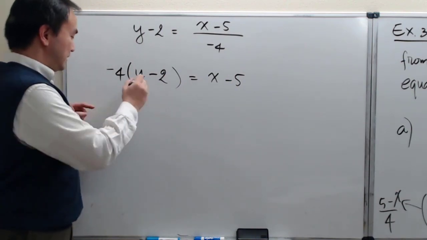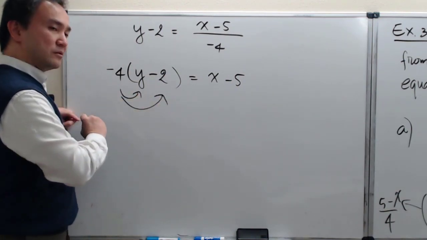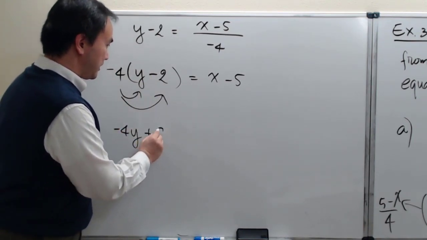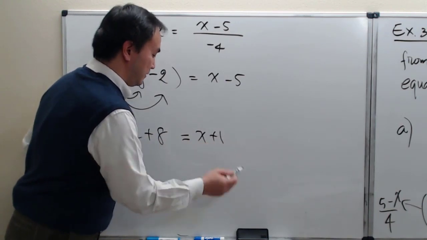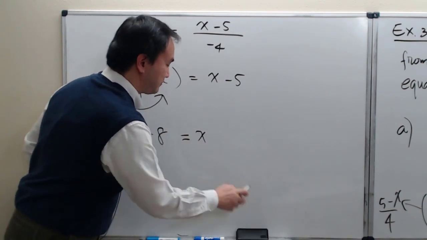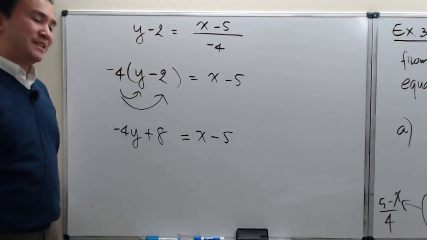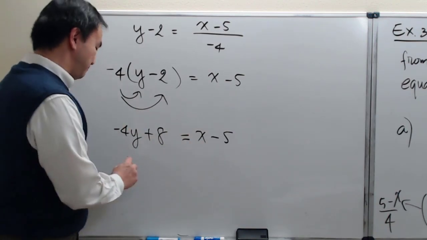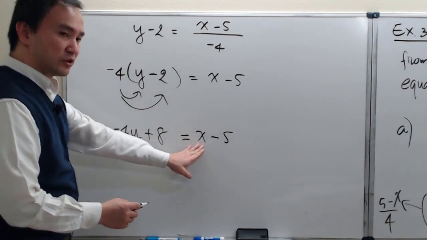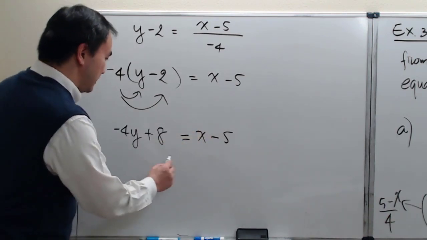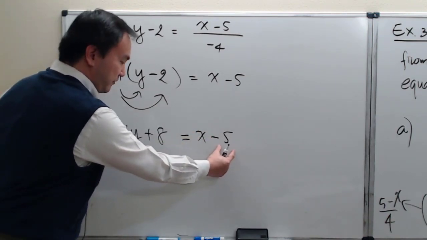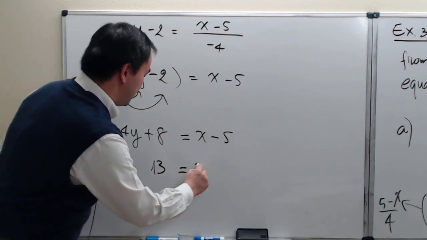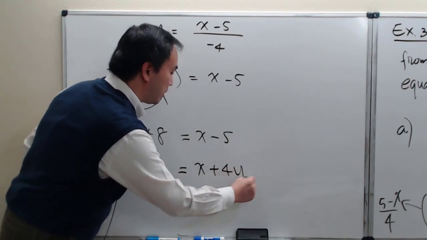I'm going to distribute the negative 4 to each term inside of my parentheses. So here we're looking at minus 4y plus 8 equals x minus 5. Now I am going to bring all the variable terms to one side, and the non-variable term, which is the negative 5, to the opposite side. So now we're looking at 13 equals x plus 4y.